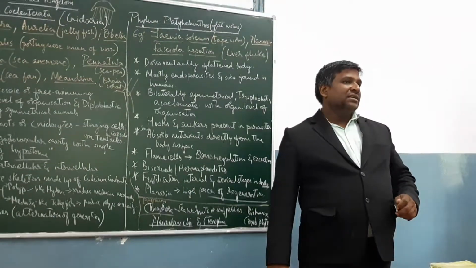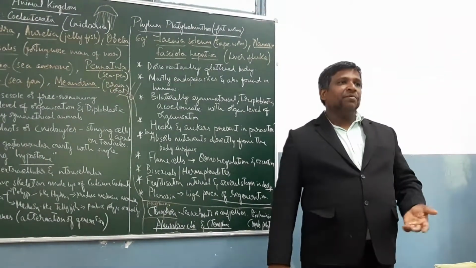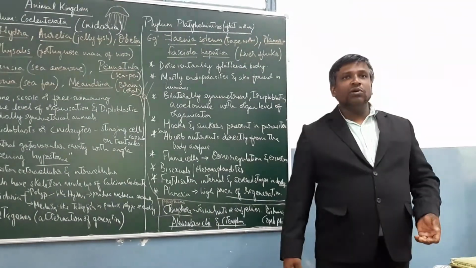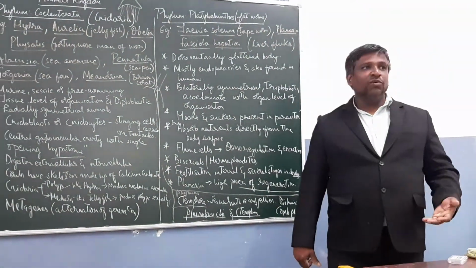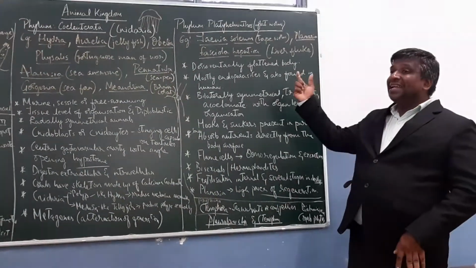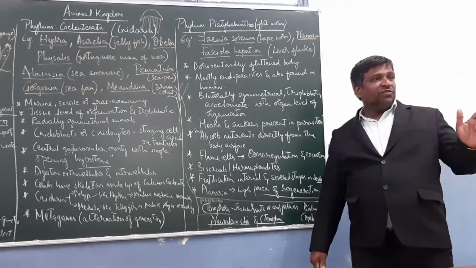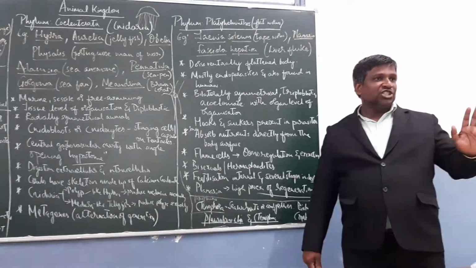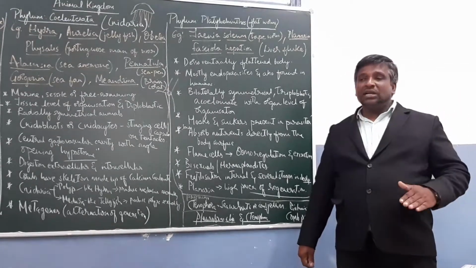Example for this, the Taenia solium, tapeworm. Then there is an example of liver flukes, Fasciola hepatica, liver fluke. Okay, planaria. These are all examples of this Platyhelminthes or flatworms. For the first time they show organ level of organization, not organ system, organ level of organization.